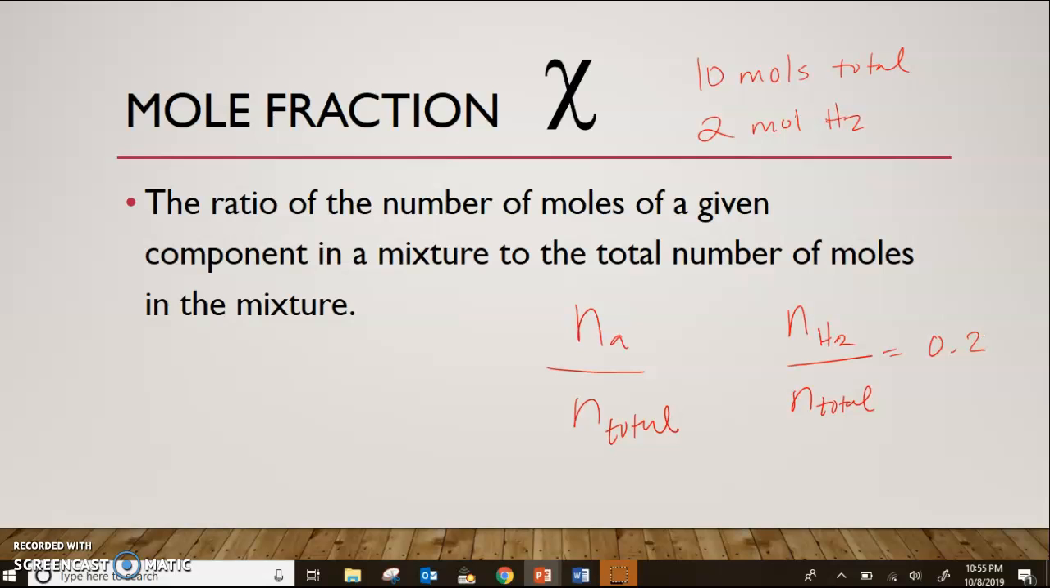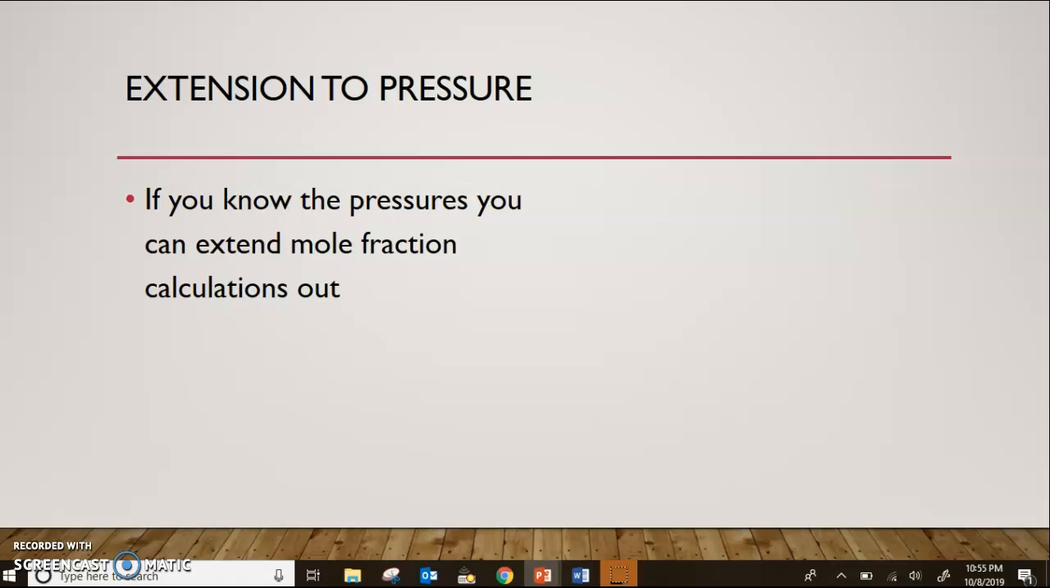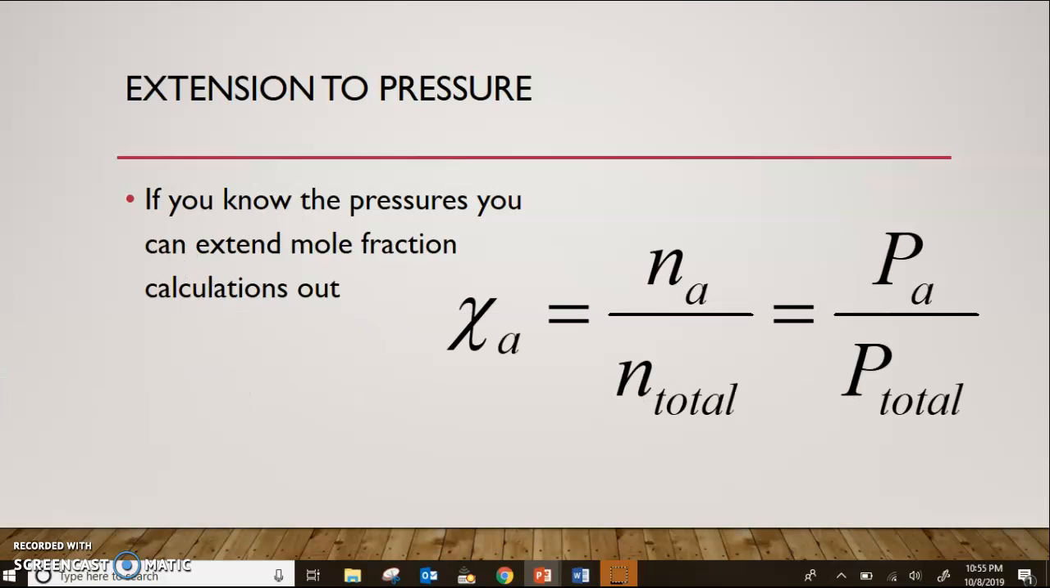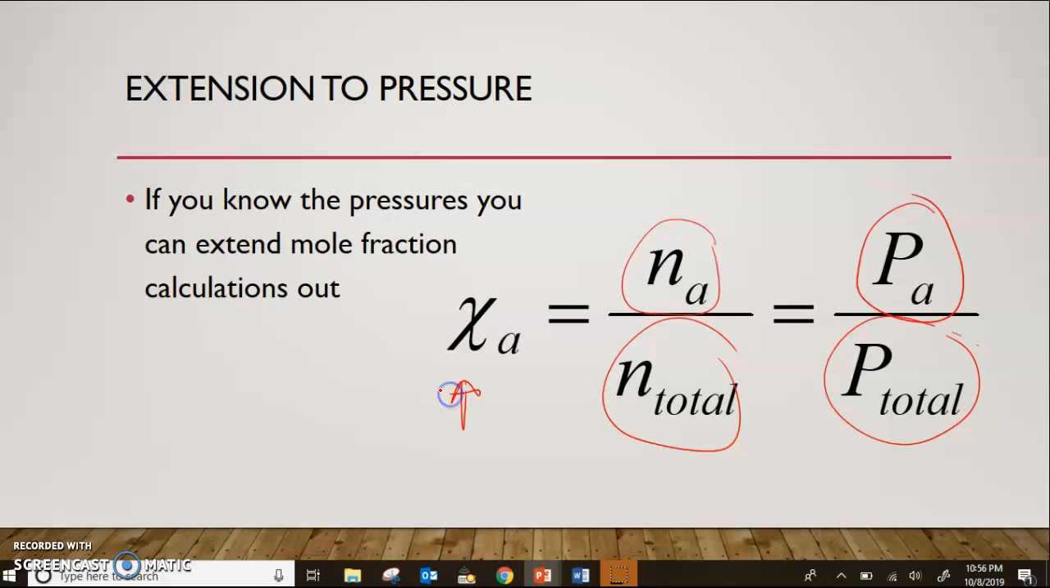Right, there you go. If you are looking at pressures, you can extend this out in calculations, so my mole fraction, like my moles of A over my moles total, can then be extended out to the pressure of A over pressure total. Right, so you can pull that out there. And that makes things really, really easy if you know what the mole fraction is. Okay.